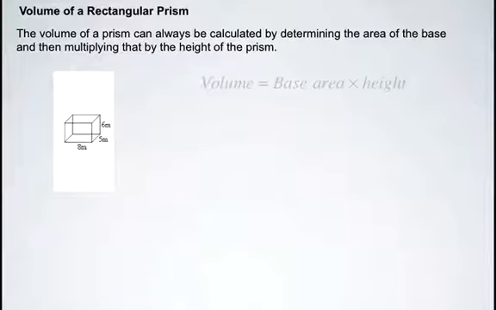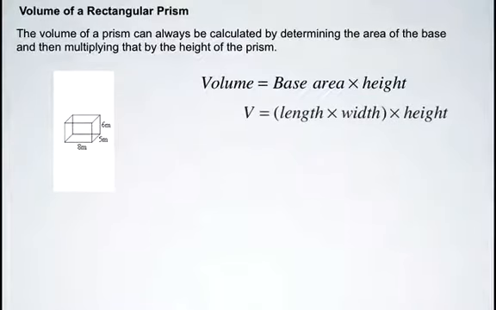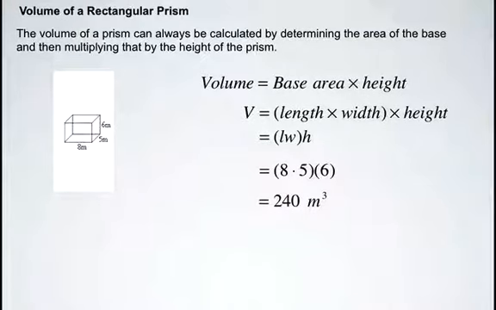So to find area, we need to multiply the length by width. So in this instance it would be 8 multiplied by 5. To find the volume, we just need to multiply that by 6. So we have 8 multiplied by 5, which equals 40. 40 multiplied by 6 equals 240. So we're left with 240 cubic meters.